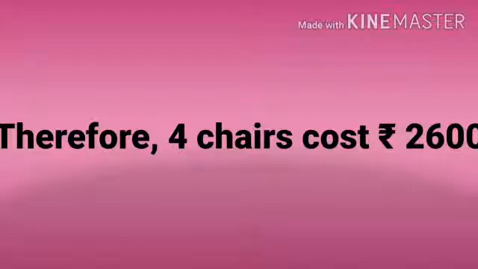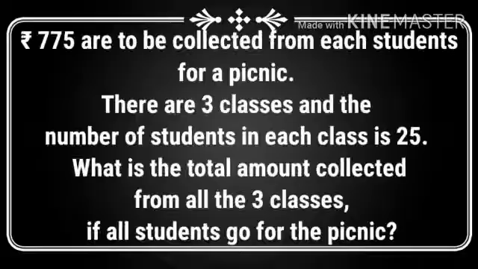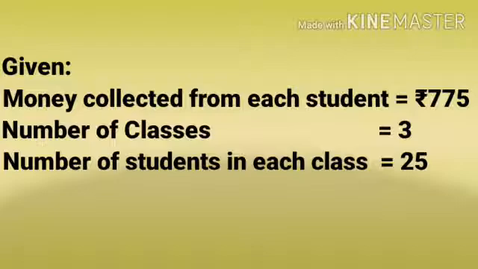Moving on to the next example: rupees 775 are to be collected from each student for a picnic. There are 3 classes and the number of students in each class is 25. What is the total amount collected from all the 3 classes if all the students go for the picnic? So first we will write what is given in the question. Given: money collected from each student is rupees 775. Number of classes is 3. Number of students in each class is 25.